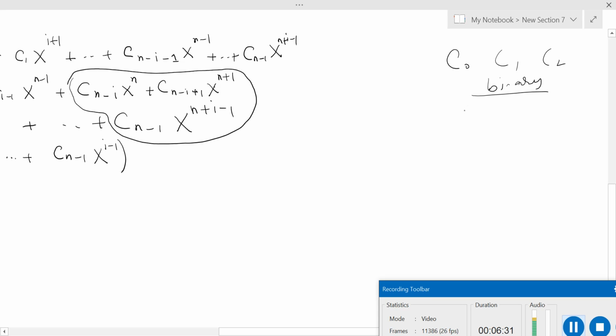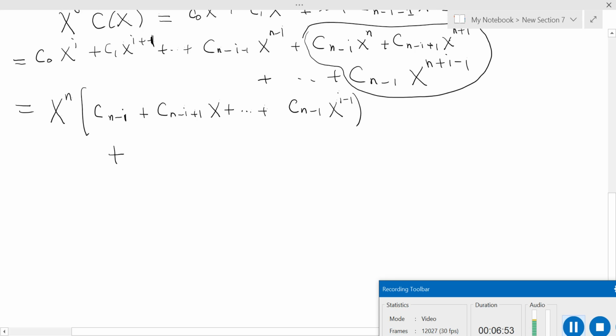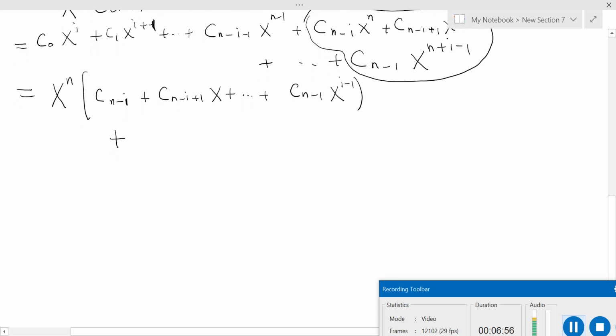So you take any two coefficients. Suppose C0, if I add C0 to it, it will be 0, because it is either 1 or 0. 1 plus 1 is 0, 0 plus 0 is 0, of course. Similarly, if I take C of n minus I, and add C of n minus I to it, it will also be 0. C of n minus I minus 1 plus C of n minus I minus 1 will also be 0. Noting that, look at here, I will write here again C of n minus I, again add C of n minus I. So this together is 0.